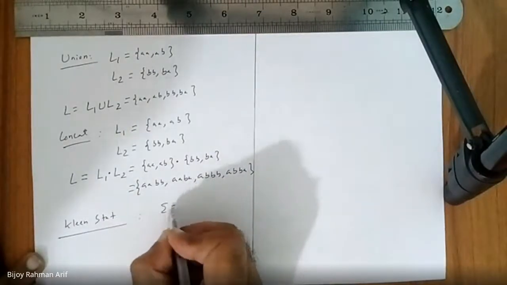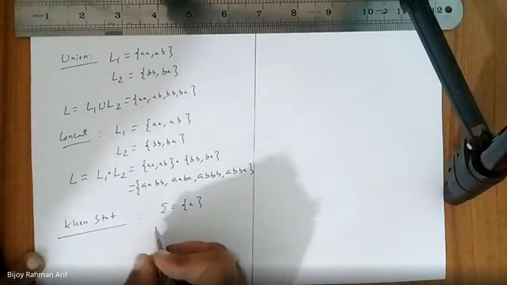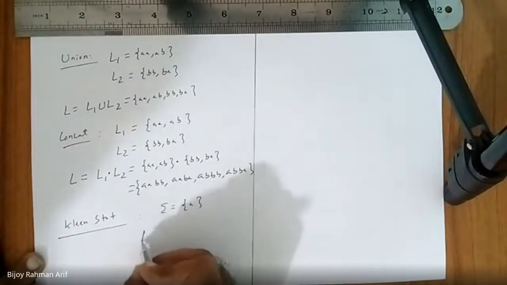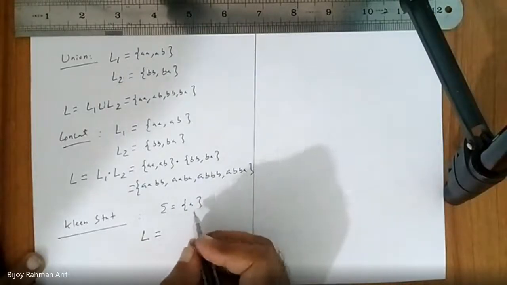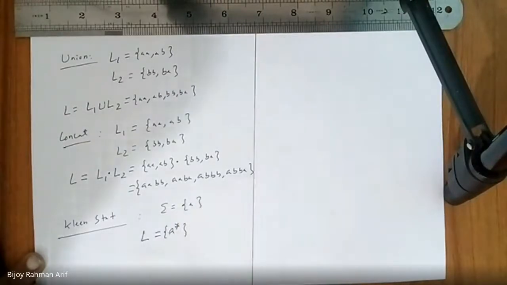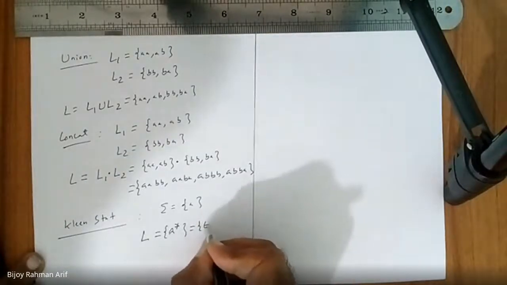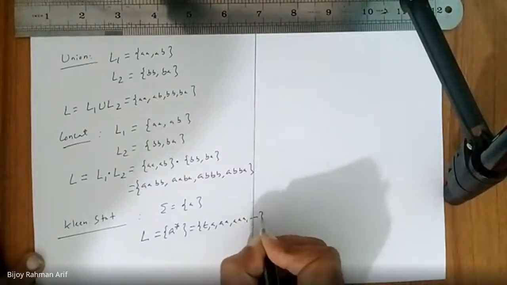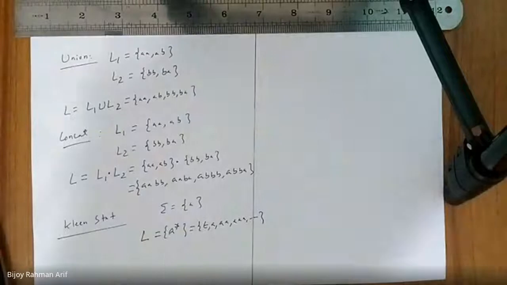Our cluster: if sigma equals A, what is the L of A star? What is the set? Epsilon, A, and so on. Good. So we understand what is cluster.